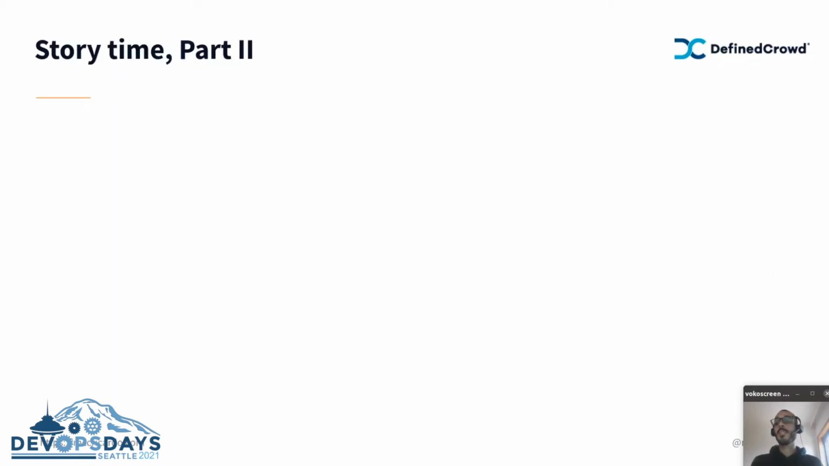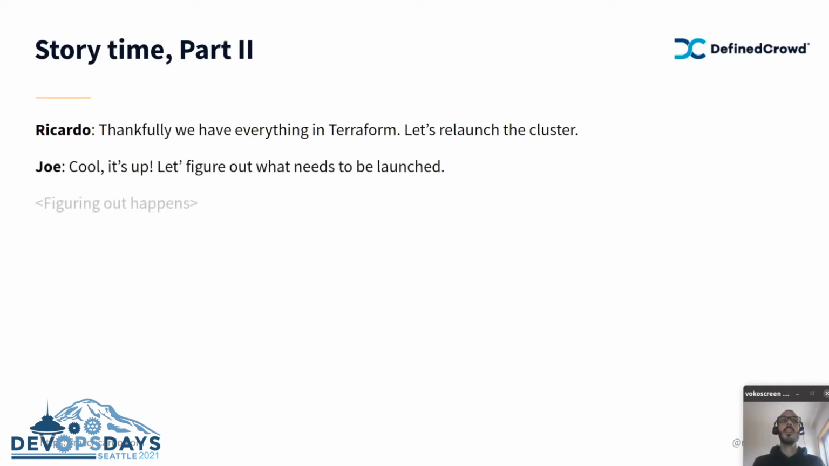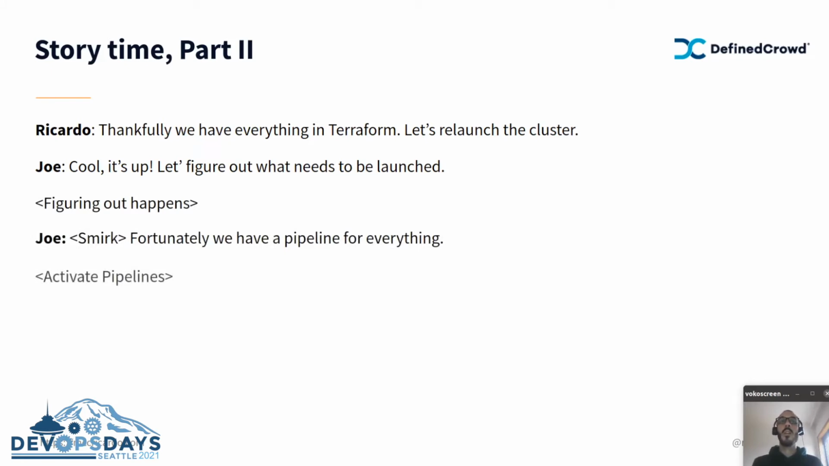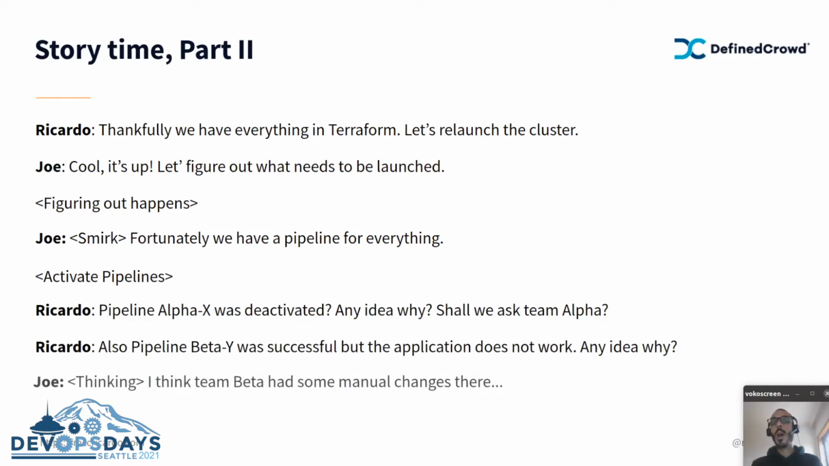So there's the second part of our story, of course. Because we have everything in infrastructure as code, we can just relaunch the cluster, right? So that's fine. Now we need to figure out what needs to be launched. We have infrastructure as code, we launch infrastructure, but now we need to figure out what apps were there, what configuration files needed to be there, what sort of pipelines need to run. Because we have pipelines for everything, we just activate those pipelines, right? So after a while, we go on and figure out what needs to be run, what was running on that cluster, we figure out everything.